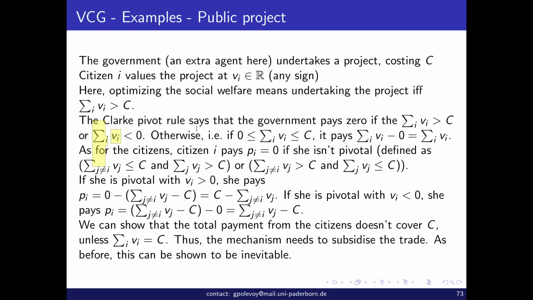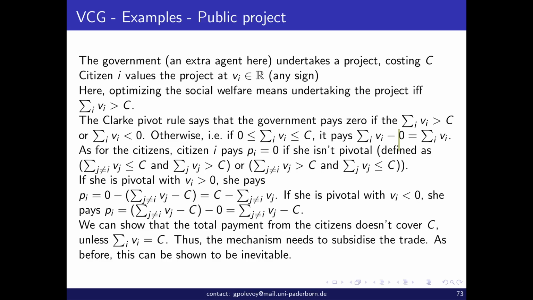So if the sum of the values is in between, actually the government does have to pay something, because without the government, again, we might build something, but we don't care about the government. Since the sum of values is non-negative, we build that thing, and that's what we get, the sum of values. If we care about total utility, on the other hand, since the cost is at least the sum, we don't build anything, and then the total value is 0, so that's minus 0.